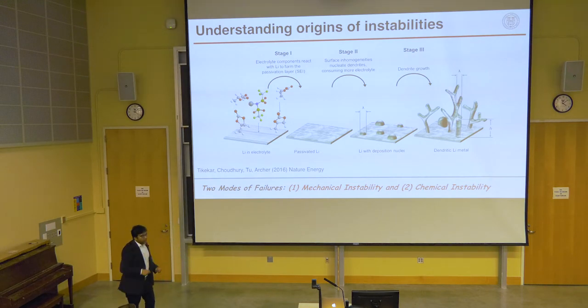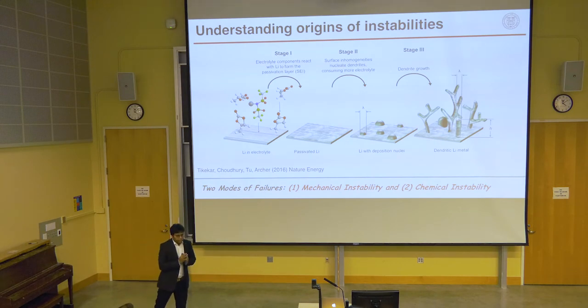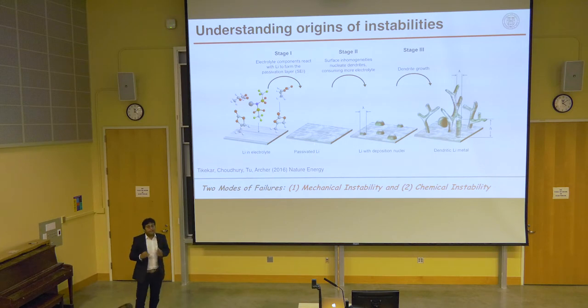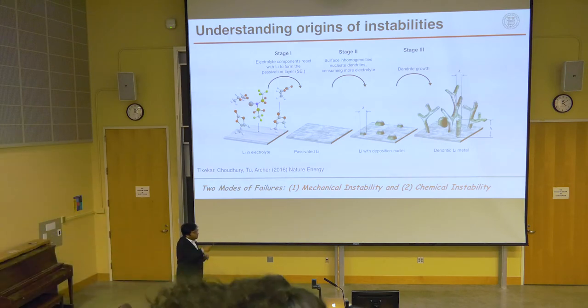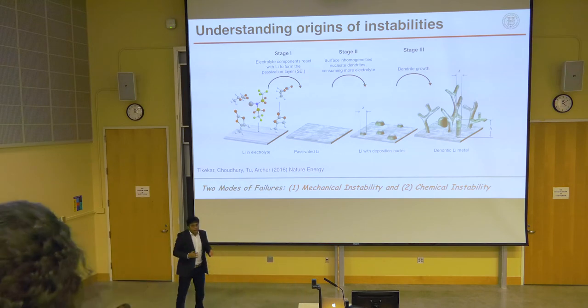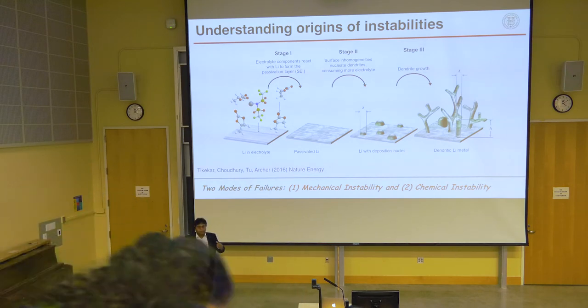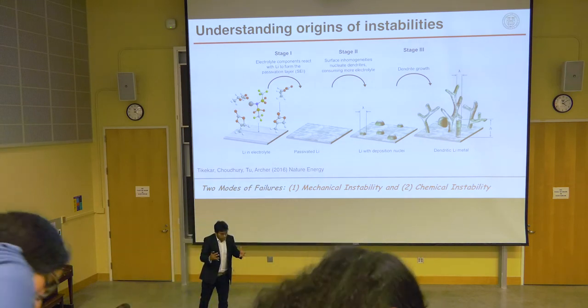Here, I am saying that lithium metal, in the presence of any electrolyte, reacts to form a passivating layer called the solid electrolyte interface. And this solid electrolyte interface is very inhomogeneous in nature. So some parts are more conducting, some parts are less. And the ions selectively deposit on the regions with higher ionic conductivity.